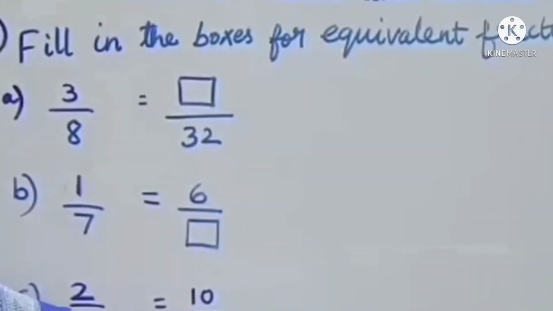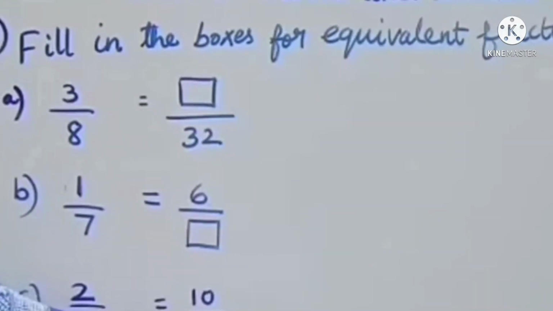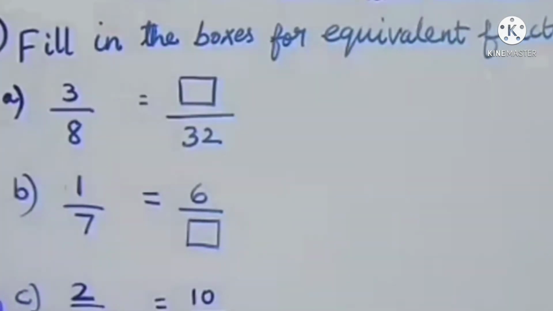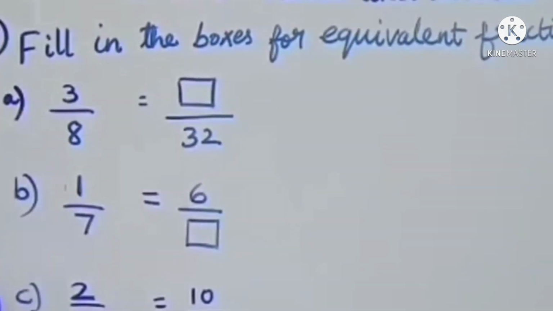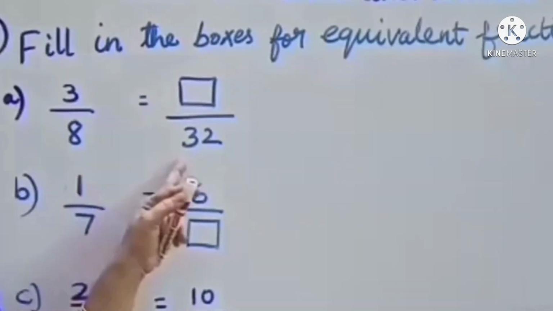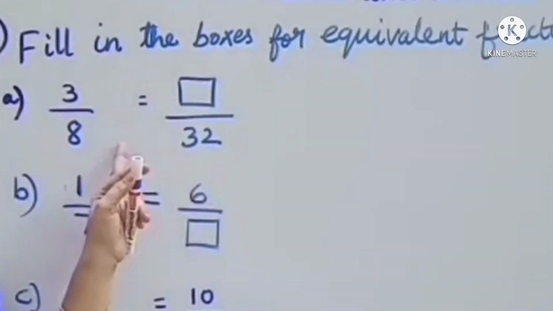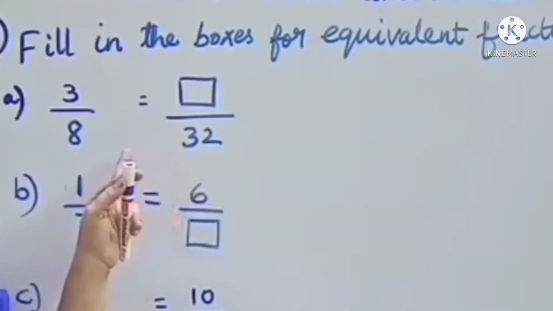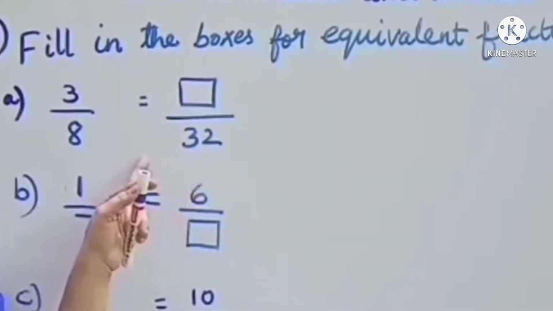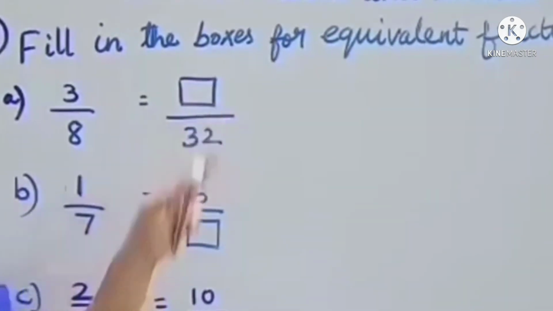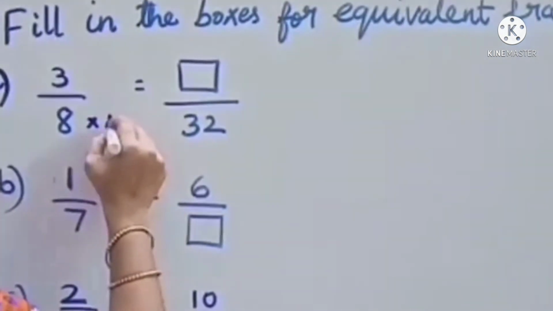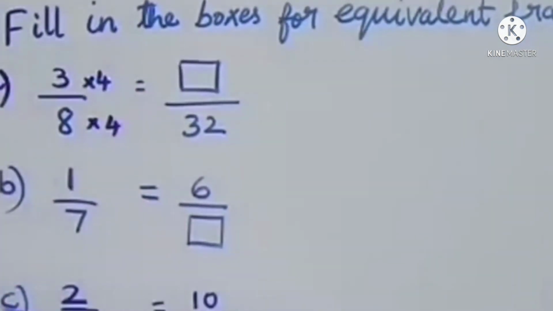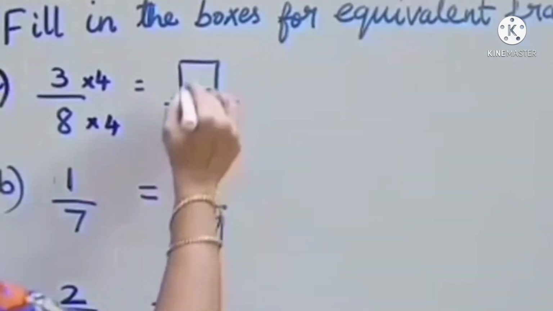Filling the boxes for equivalent fractions. Equivalent fractions mean the numerator and denominator must be multiplied by the same number. 3 by 8 is equal to box by 32. So here we know both denominators. So 8 into dash equals 32. 8 4s are 32. First we find the table, then we find the answer. So here the table is 4. 3 4s are 12.